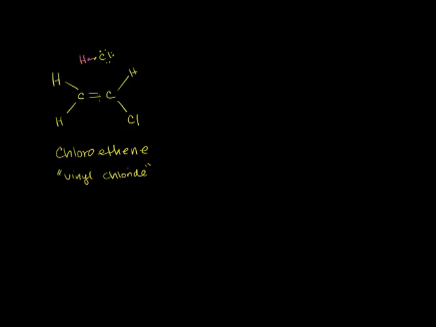Let's say we have some chloroethene here, and you wouldn't have to call this 1-chloroethene, because if you just go with chloroethene, there's only one way to draw this. And the common name for chloroethene is vinyl chloride. So let's say we have a bunch of chloroethene molecules mixed with some hydrogen chloride.